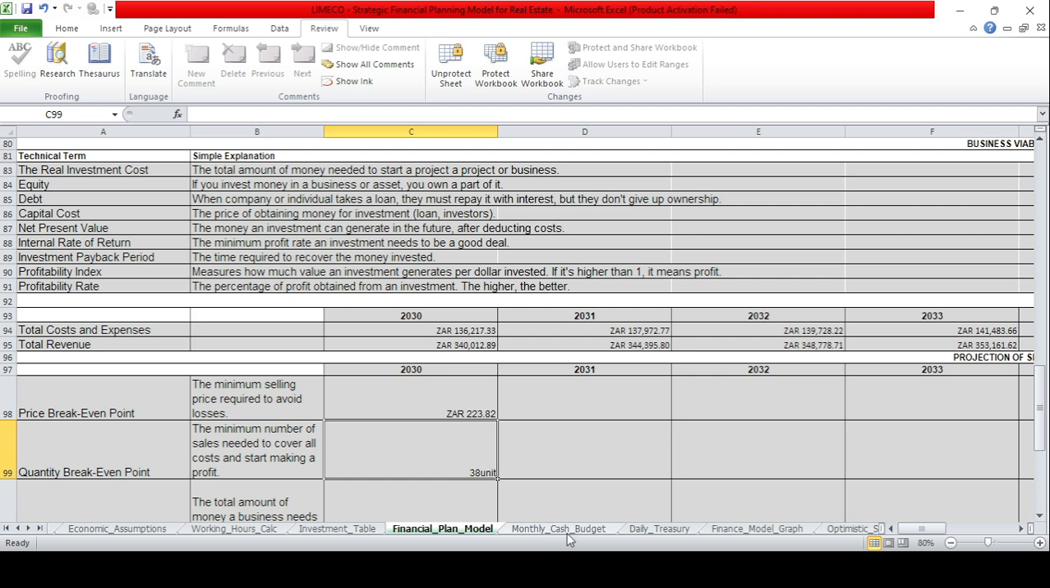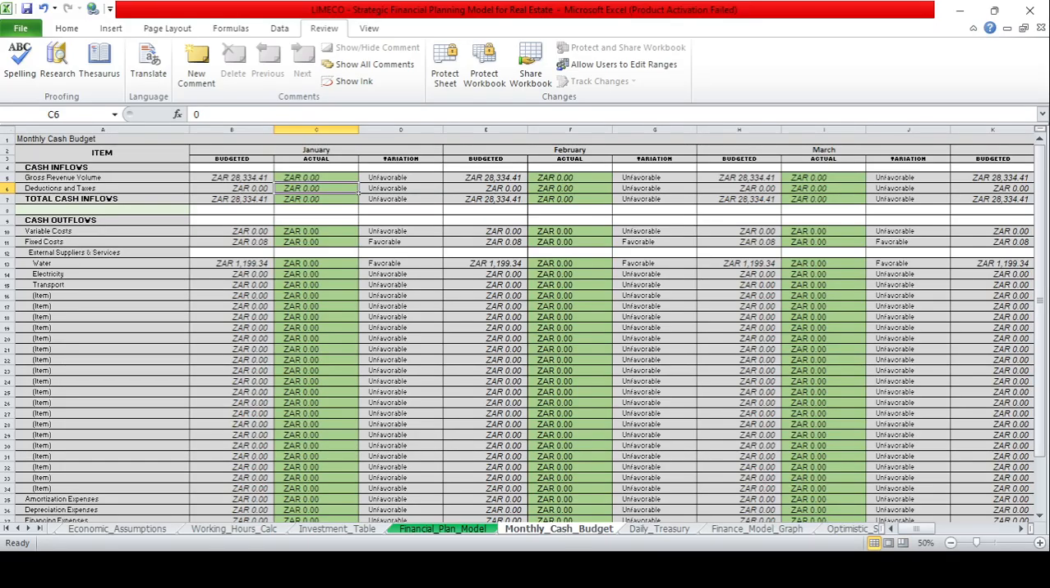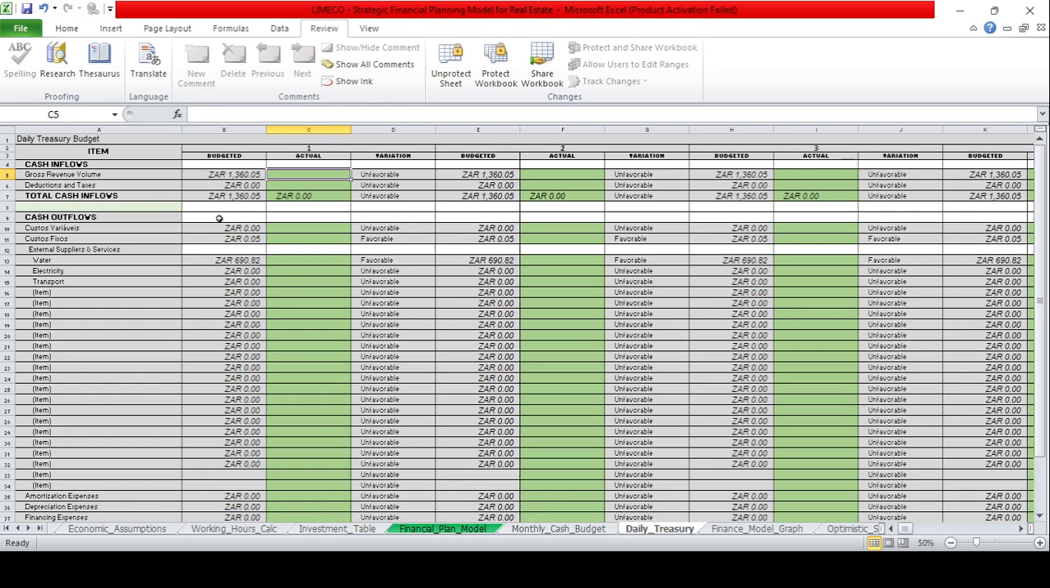Okay, this is the financial control. If the gross revenue volume is 28,000, for the variation to be favorable, the total performance must be at least, for example, 30,000. Same thing for the daily cash budget.